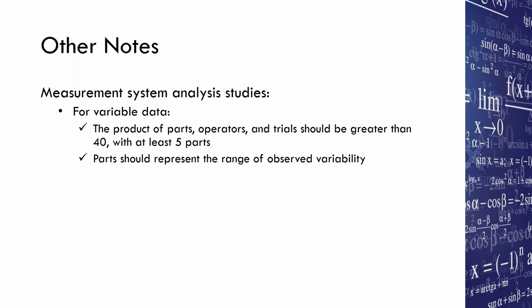in your study. The more important thing is that if you can control it, the parts that you select for the gauge R&R study should represent the range of observed variability. That's a pretty important thing, because if you don't achieve that part for the study, you're going to find that perhaps your percent study variation is not going to be quite representative, because that calculation is based off of the part variability that you choose for your gauge R&R.